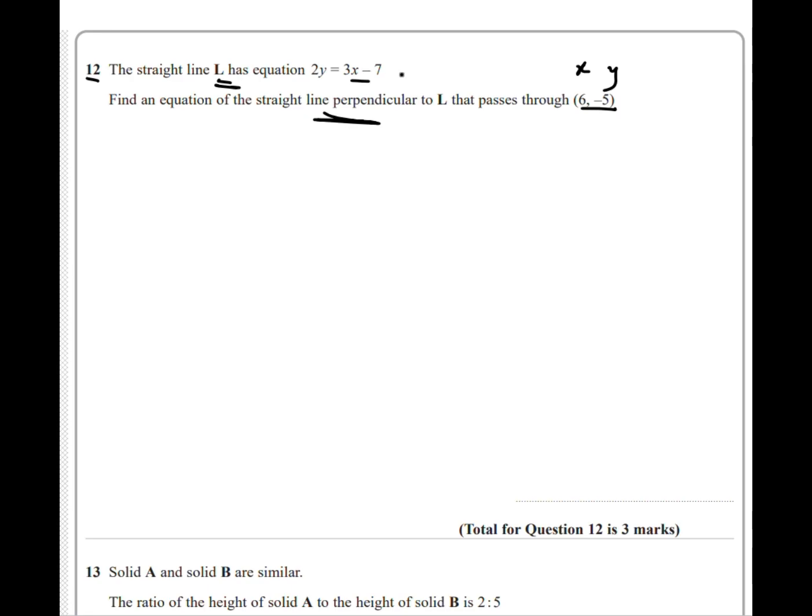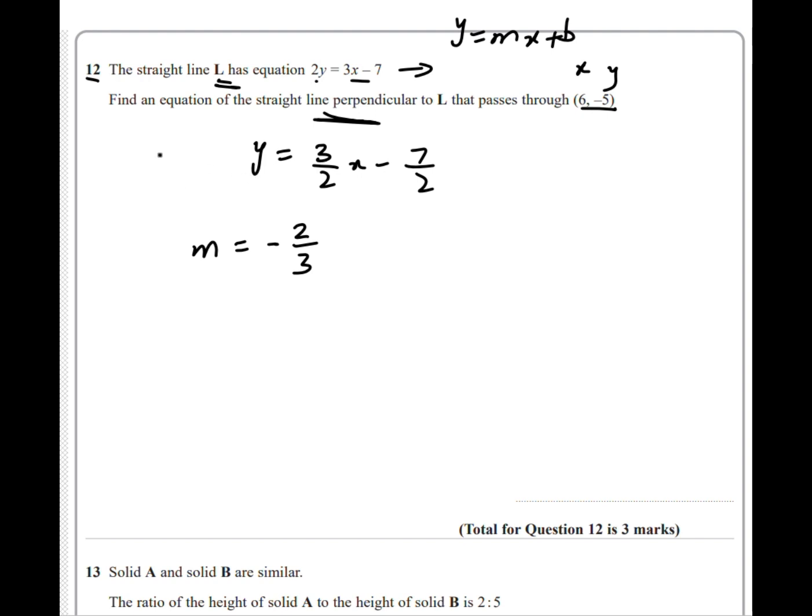Now, keep in mind, first we need to make this equation in the form y equals mx plus b. This is the general form of the equation of a line. It is already in the form, but we have a 2 with y. We don't need this. So this is going to be y equals 3 by 2 x minus 7 by 2. Now, a perpendicular line has the slope equal to the negative reciprocal of the first slope.